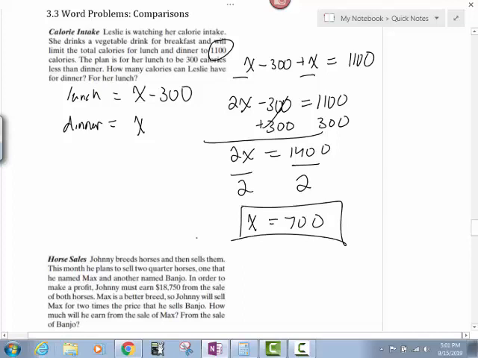The question is saying how many calories can Leslie have at dinner and how many can she have at lunch? Well, if you notice, dinner is x, and at dinner she can have 700. At lunch, it's going to be 700 minus 300. That would be 400. So that's how many calories she's going to have at lunch. That's how many calories she's going to have at dinner.